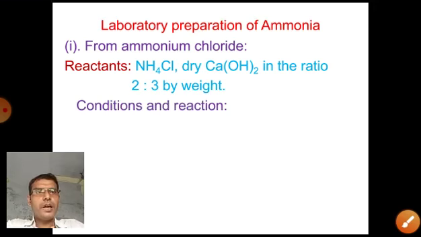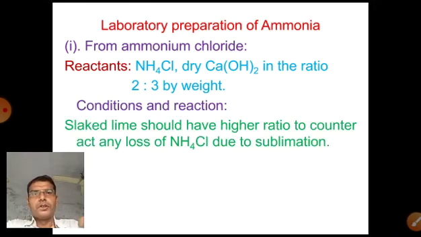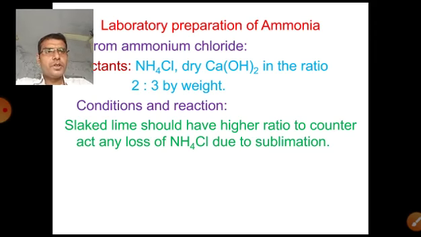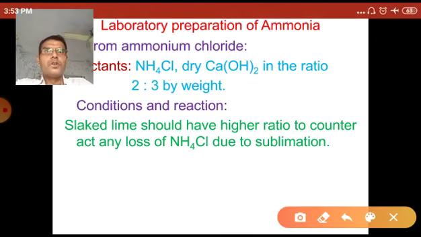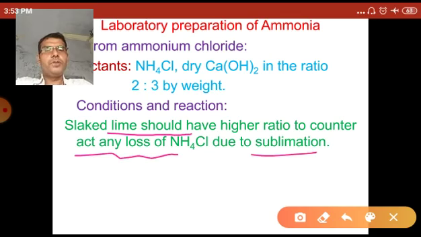Now the condition and reaction. The condition for this method is, first, slaked lime should be taken in a high ratio to counteract any loss of ammonium chloride due to sublimation. As you know, ammonium chloride is a sublimate substance. So when heating the ammonium chloride, the ammonium chloride first becomes sublimated.